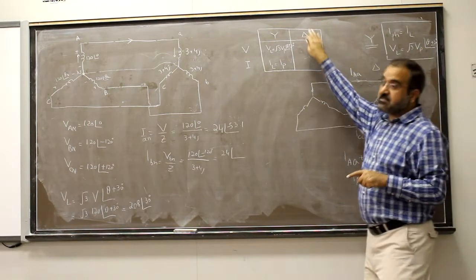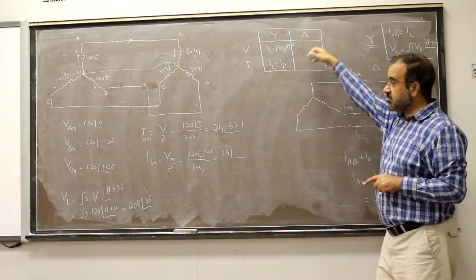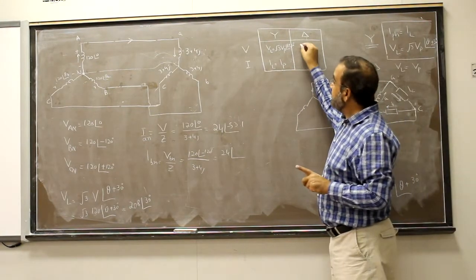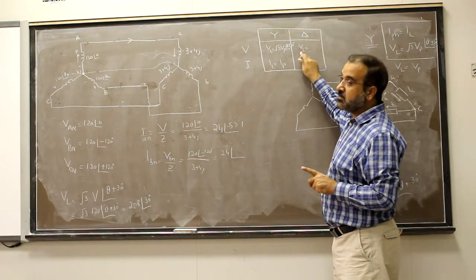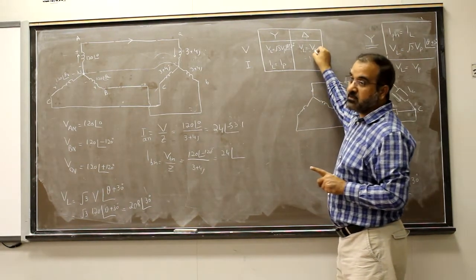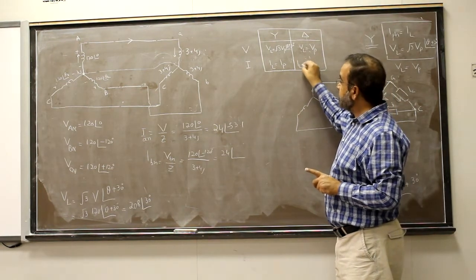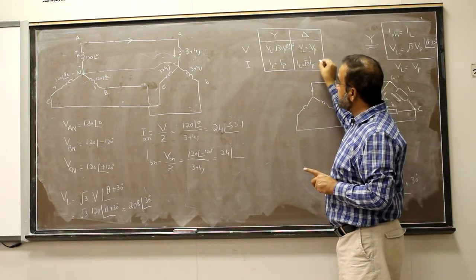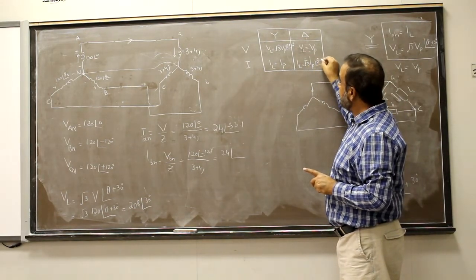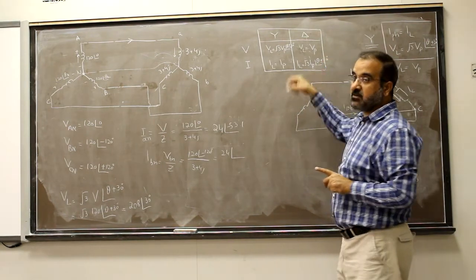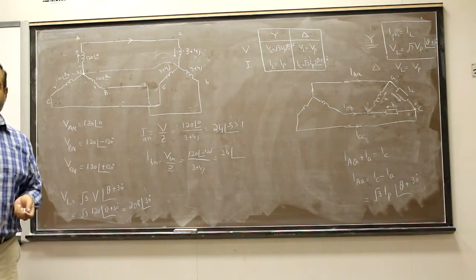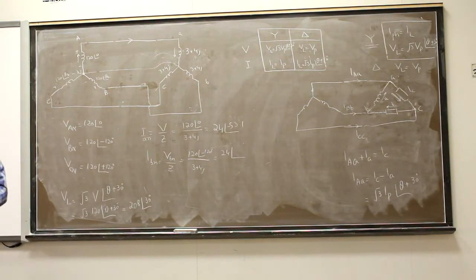Number 2, in case of delta connection, either in generator or in load, both cases, V line will be equal to V phase. But I line, as I told you over here, will be equal to root 3 times I phase current and angle theta plus or minus 30 degrees for the positive and negative sequence. So this is the conclusion up till now. This is the delta as a load.